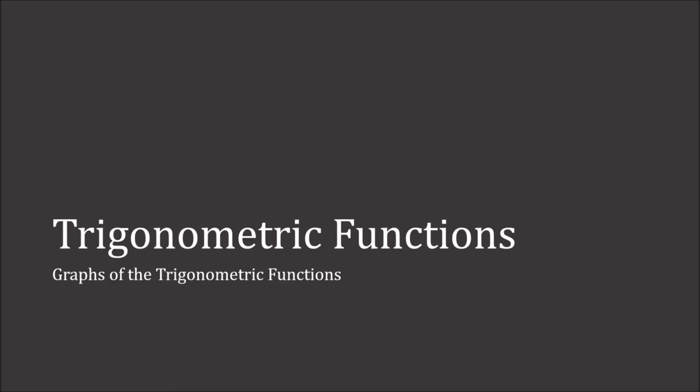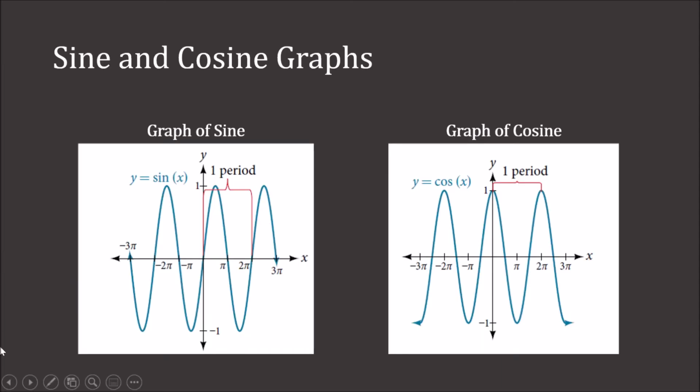Now we will take a look at the graphs of the trigonometric functions. We'll begin with the sine and cosine graphs. So here we have the graph of the sine function. Here we have the graph of the cosine function. Notice the shapes. The shapes are practically identical. In fact, the shapes are identical. The only difference is where these humps appear in sine and cosine.